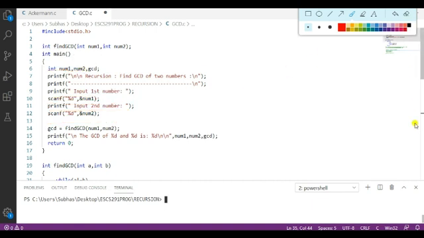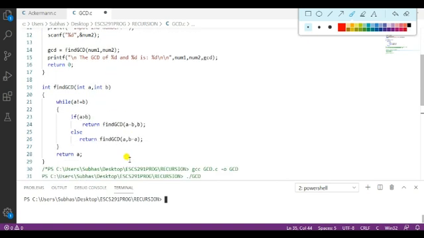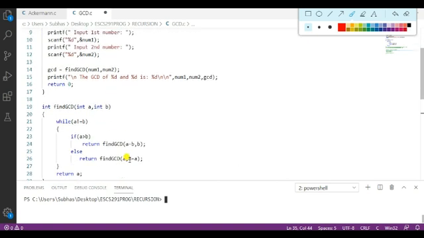Now what is the functionality I have to declare? I have to call a function. You know that you want to solve the problem by using recursion, so we have just used a function. The function name is find GCD. This is my recursive function, and the return type of this function is integer.